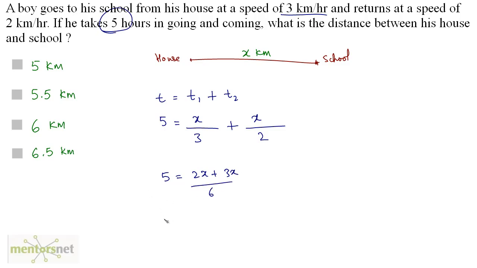This 6 goes to the left. You have 30 is equal to 3 plus 2, which is 5x. So therefore x equals 30 by 5, which is 6. So 6 kilometers is the distance between the house and the school. Option C.